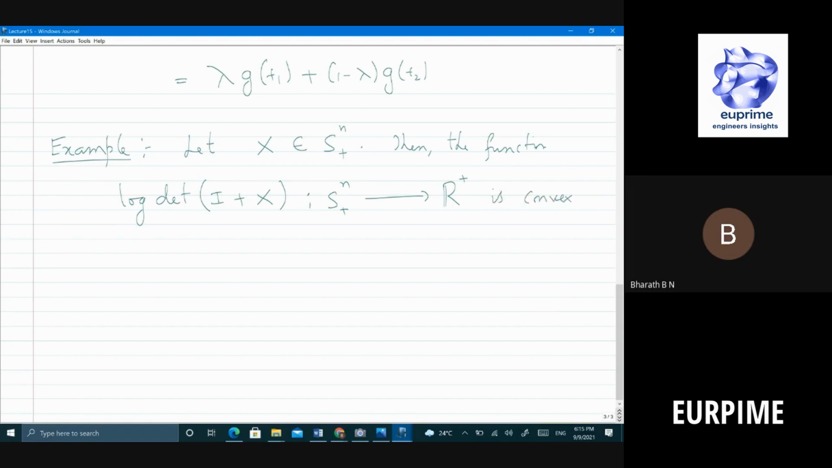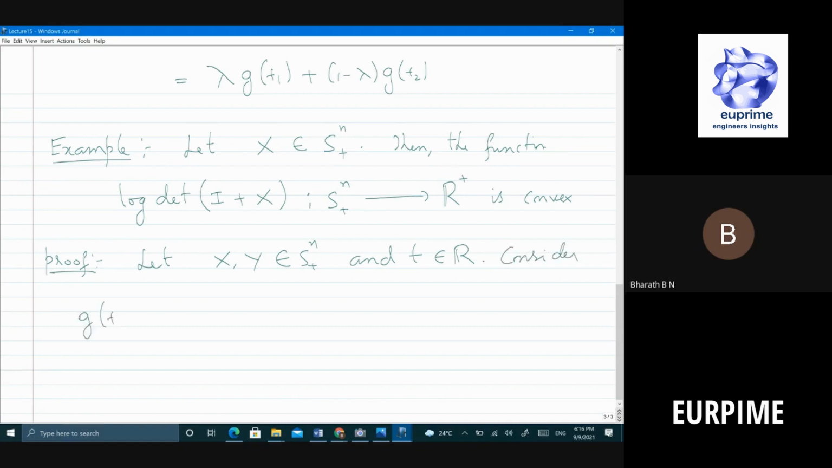Well, how do you prove this is convex? One way is to take two matrices x1, x2, take lambda x1 plus 1 minus lambda x2 and do all that. Let's look at a simpler proof, which is to use the line passing through two points. Let x, y belong to S_n^+ and t belong to R. Of course, if x and y are positive semi-definite, x plus ty will also be positive semi-definite, so I don't need to worry. Now consider g of t.